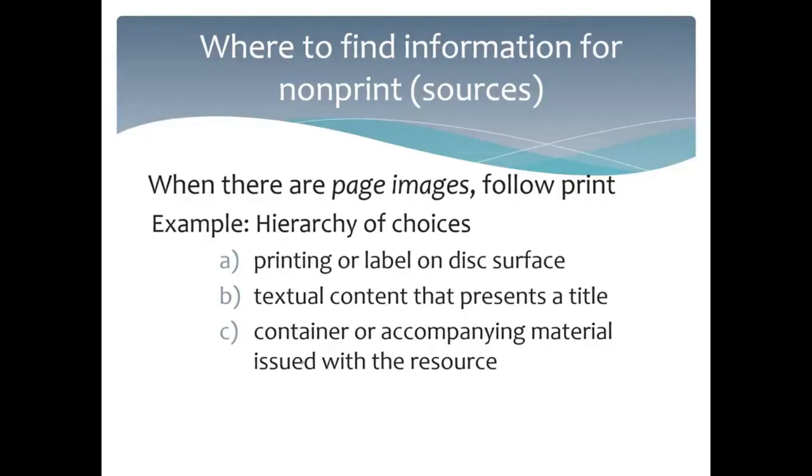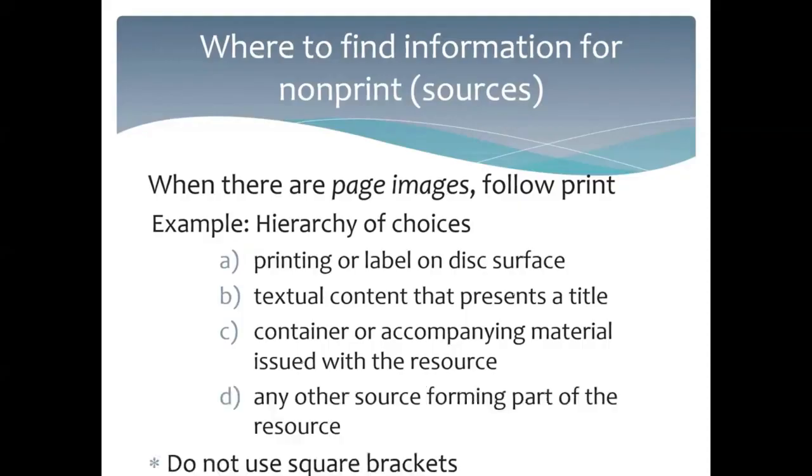And if you have something that's a physical item, then you're going to look at the container or accompanying material issued with the resource. So for a serial that might be on a DVD, you're going to look at the printing or label. You're going to look at the textual content, and then you're going to look at any material that you may get with that resource. So that could even be material coming from the publisher or really any source of information you have. Typically, you're not going to have to do this for an e-serial, unless maybe it's a database or something like that. Typically, the information is going to be presented fairly straightforward.